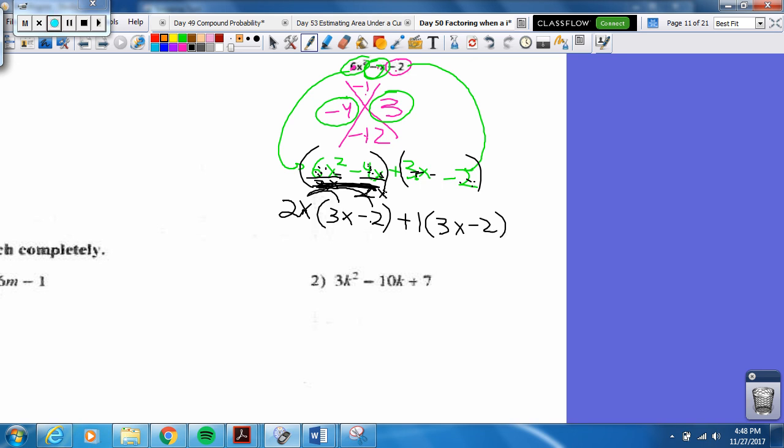And I know that I'm on the right track because look at this binomial in the parentheses and that binomial in the parentheses. They match. Looks good. Okay, so how do I finish? 2x and 1. 2x plus 1 is my first binomial. 3x minus 2 is the second binomial, and we're done.